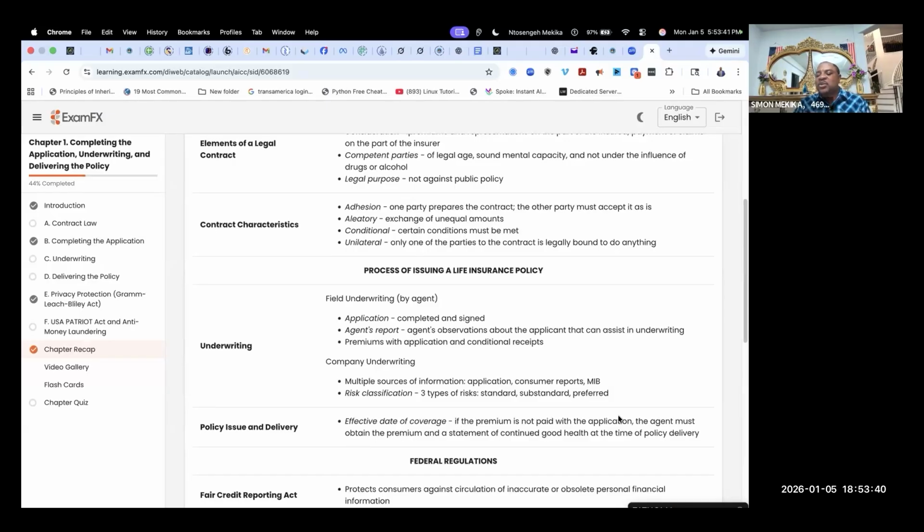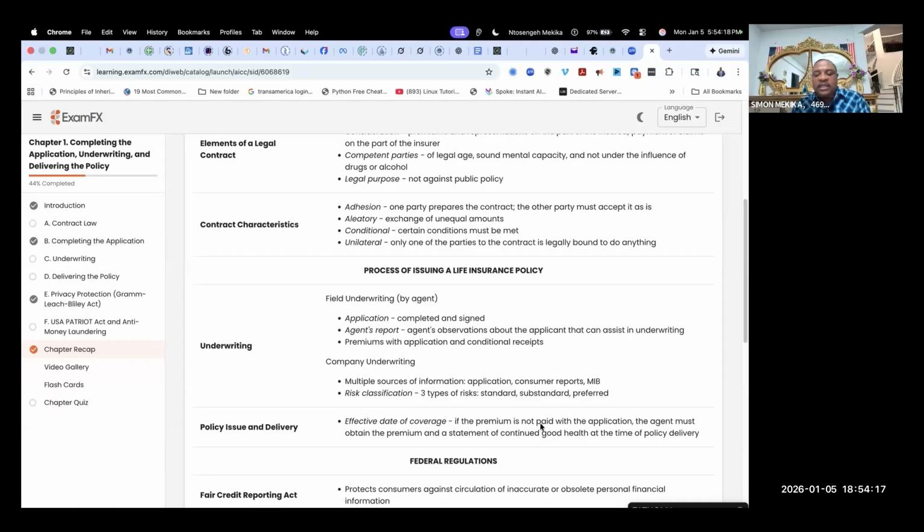Now, policy issue and delivery. Effective date of coverage, like I told you before, I already explained this one, right? If the agent collects a premium during the application, what will happen? The effective date will be the date of premium if no other condition was needed to determine the approval of the person. But if the premium is not paid with the application, then other things will go normally, and the day you pay your premium will be the day that your policy is issued, but not the delivery or effective date.